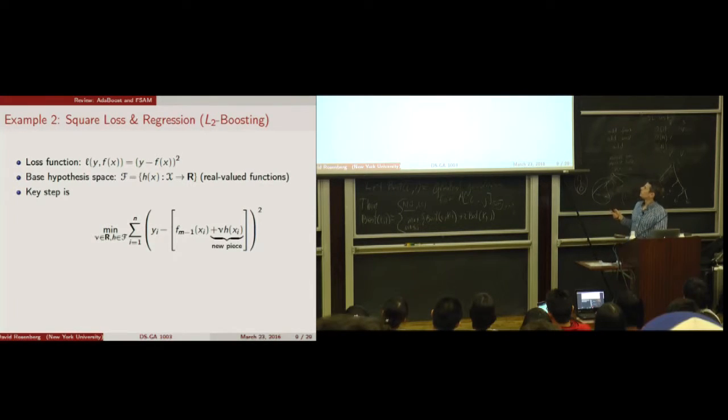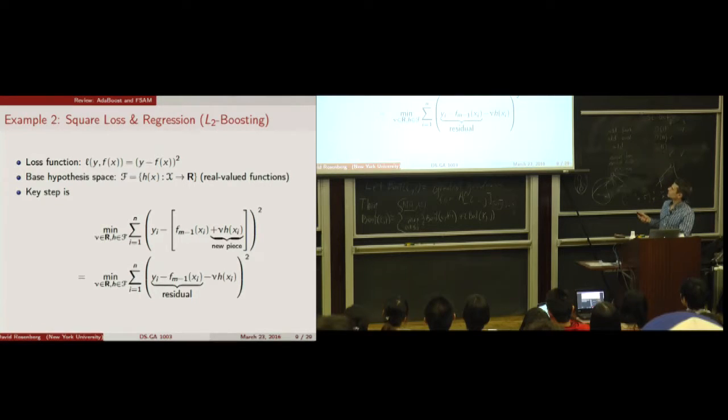All right, so I've plugged in our loss function. Remember this piece, this is the new version, this is F sub m, where we have F sub m minus 1 and add the new piece. Now we have a square loss, and we want to minimize that in every step. Okay. So let's rearrange a bit. Let's distribute that negative. And what we have is a piece y_i minus f sub m minus 1 of x_i. So I'm calling that the residual.